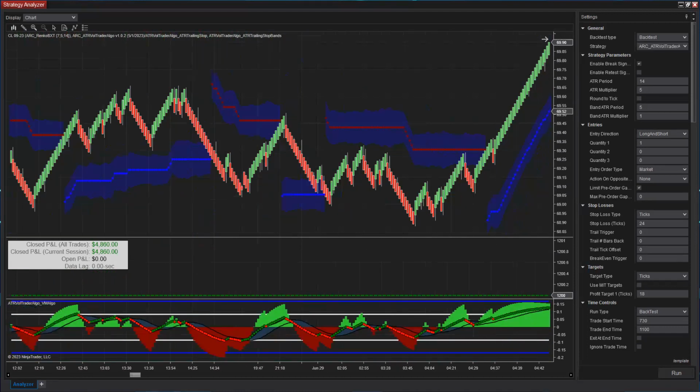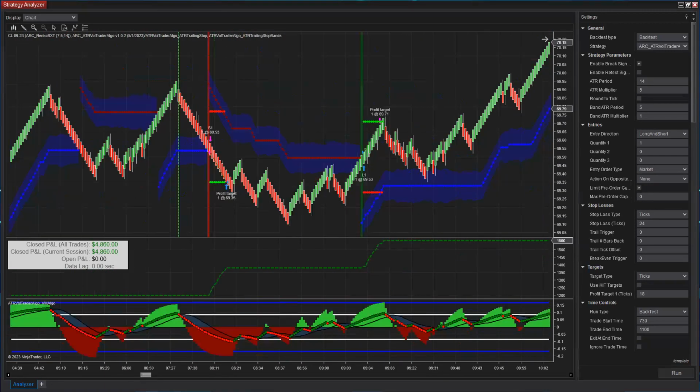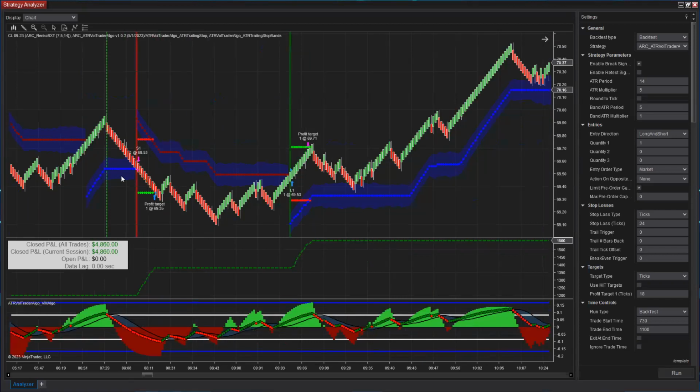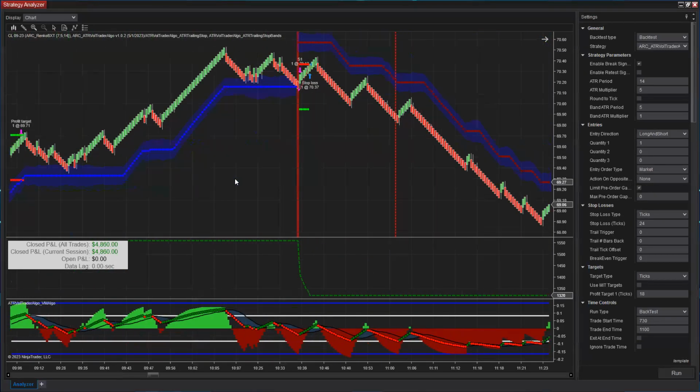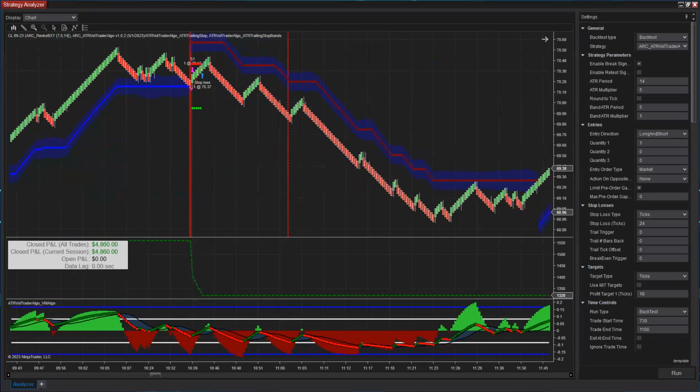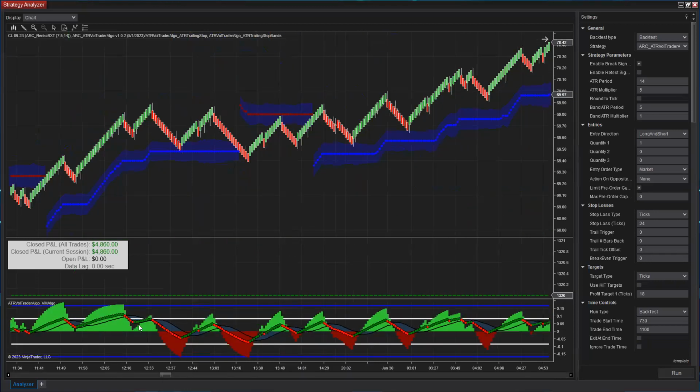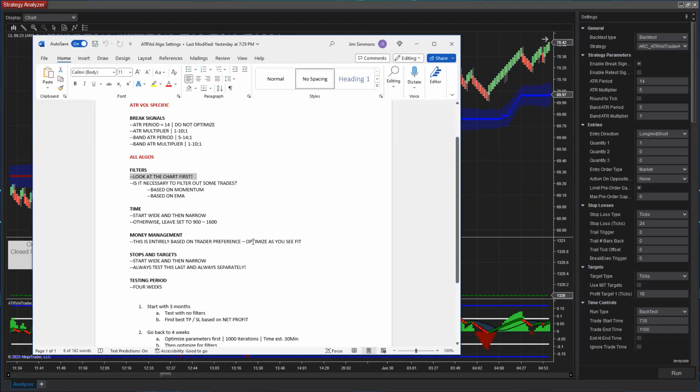The ATR multiplier is going to be the one that is going to kind of set the time. Yeah, looks pretty good, right? So that's fine. Let's go back to our cheat sheet here.